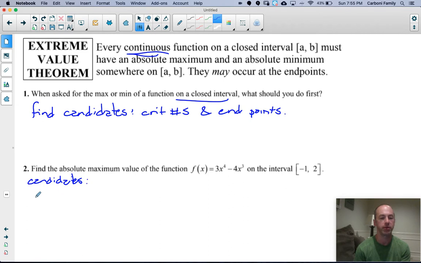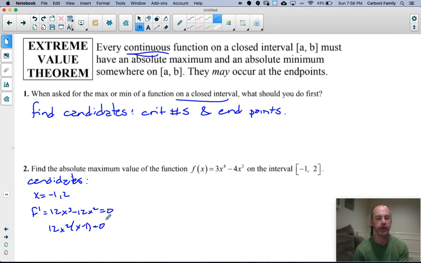So my candidates are my endpoints, which would be -1 and 2. Those are the easy ones. And then also my critical numbers. So I'm going to have to find the derivative, which is going to be 12x cubed minus 12x squared. We'll set that equal to 0 and solve the equation. And when you do that, you will get critical numbers of x equals 0 and 1. And so this problem happens to use every integer between the two endpoints. That's pretty rare. Usually that doesn't happen.